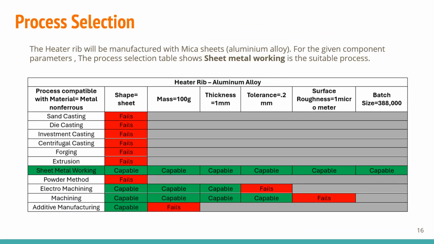Process selection for the heater rib. The heater rib is made up of aluminum alloy and a mass of 100 grams, a thickness of 1 mm, a tolerance of plus or minus 0.2 mm, surface roughness of 1 micrometer, and a batch of 388,000. Only sheet metal working is the process which satisfies all these parameters. Hence we choose sheet metal working as the manufacturing process for this heater rib.